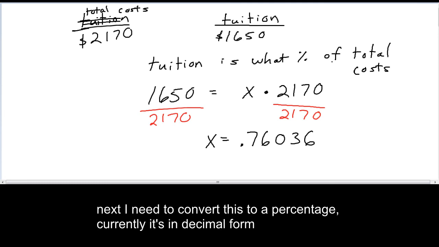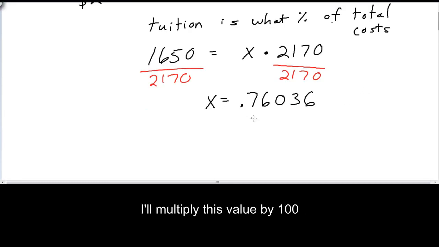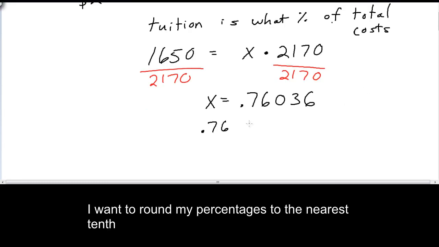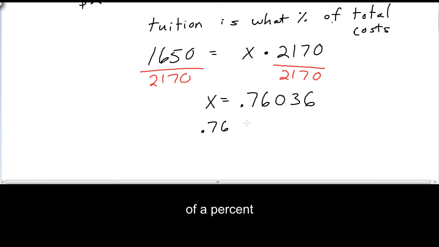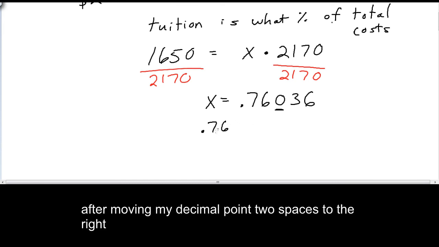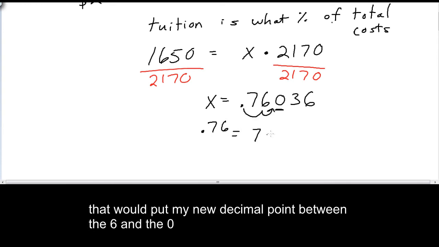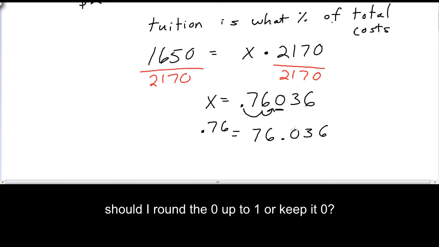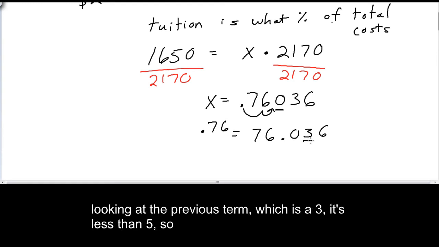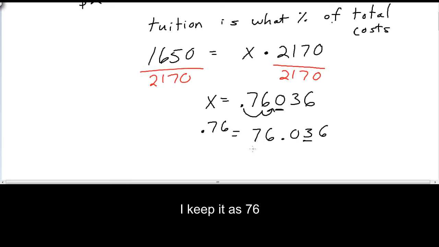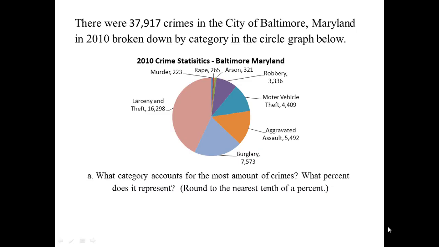Next, I need to convert this to a percentage. Currently it's in decimal form. So to change it to a percentage, I multiply this value by 100. I want to round my percentages to the nearest tenth of a percent, so I use my rounding. After moving my decimal point 2 spaces to the right, that would put my new decimal point between the 6 and the 0. Using rounding, should I round 0 up to 1 or keep it at 0? Looking at the previous term is a 3, it's less than 5, so I keep it as 76.0 or 76.